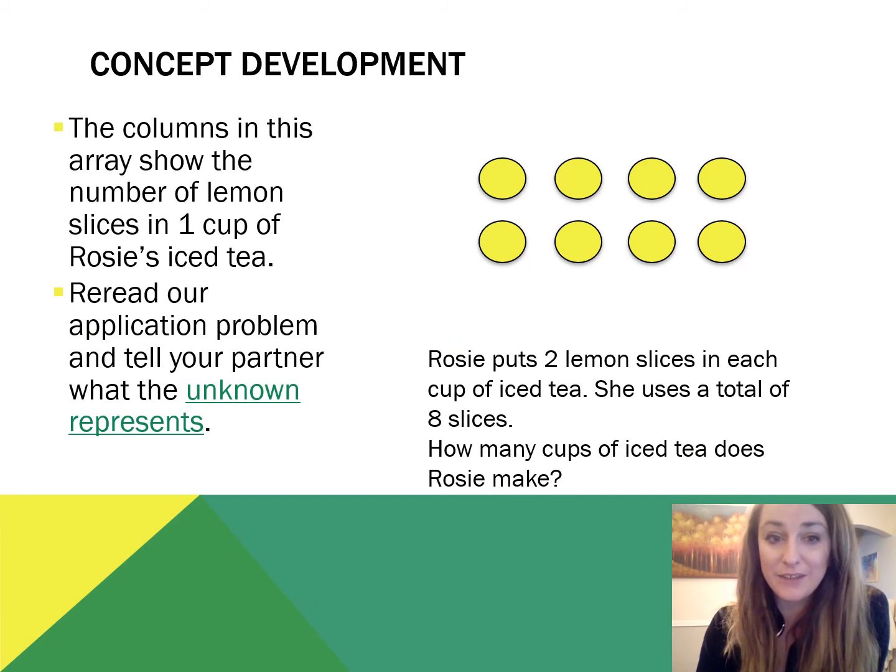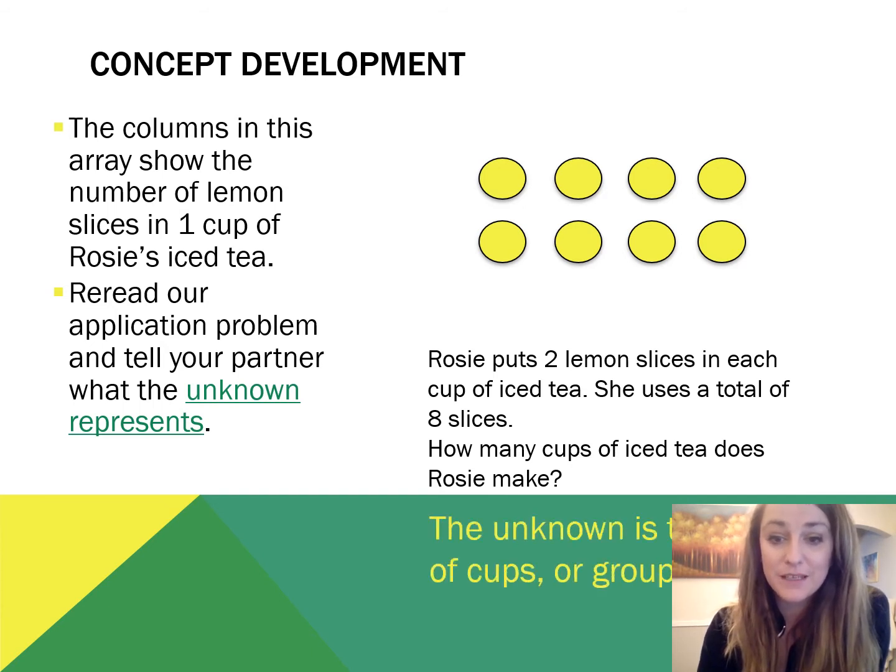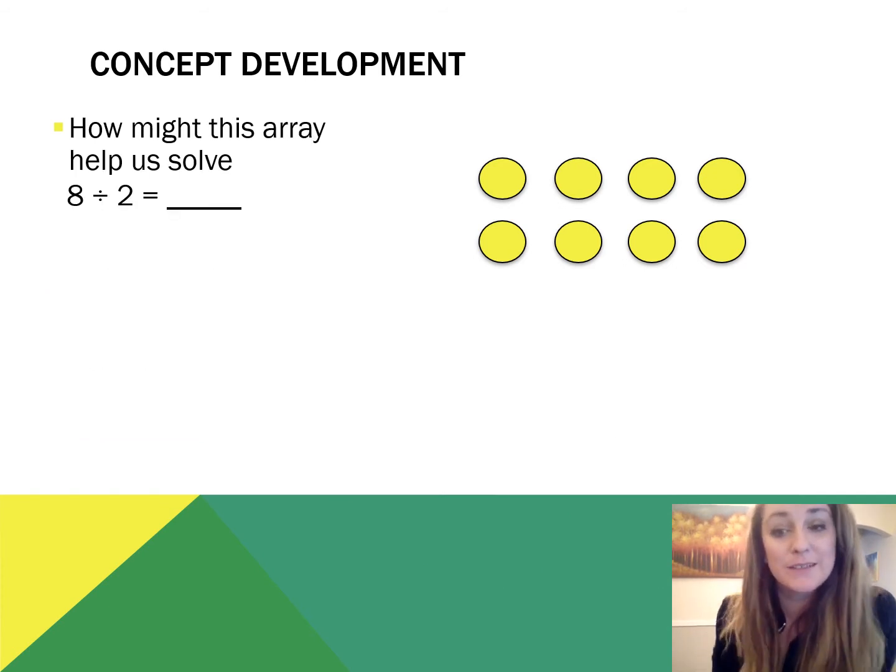Let's look at another one. The columns in this array show the number of lemon slices in 1 cup of Rosie's iced tea. Let's think about how the unknown in that problem was the amount of groups. The unknown is the number of cups or groups. How might this array help us solve 8 divided by 2?